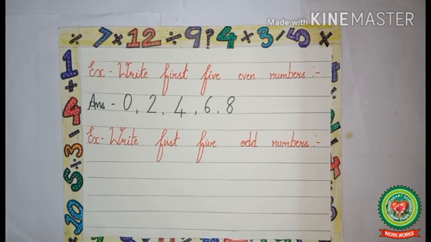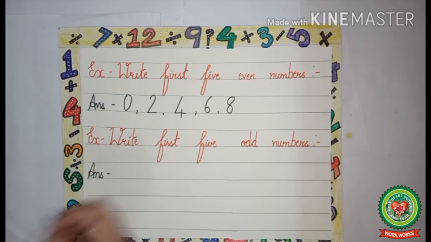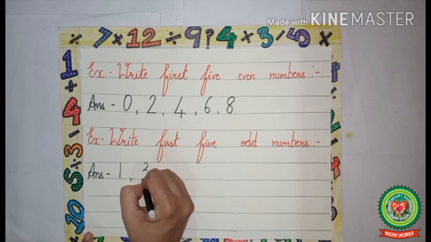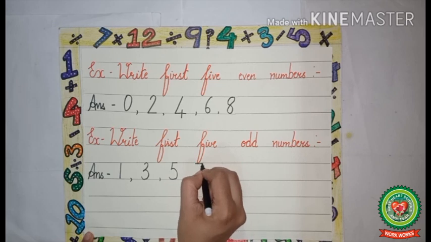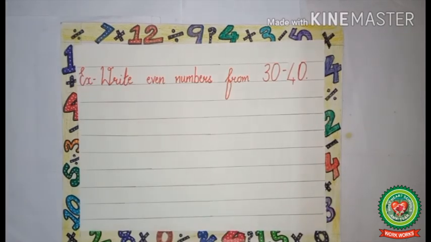Now the next exercise is: write the first 5 odd numbers. Now here we will write the first 5 odd numbers. So after leaving one line, we will write ANS, answer, and the first 5 odd numbers are 1, 3, 5, 7 and 9.